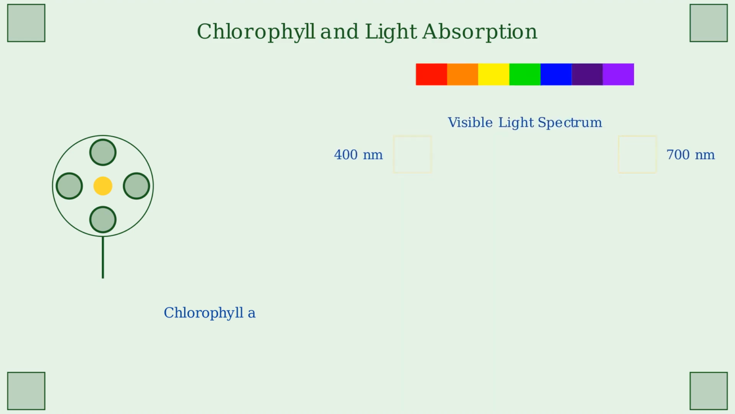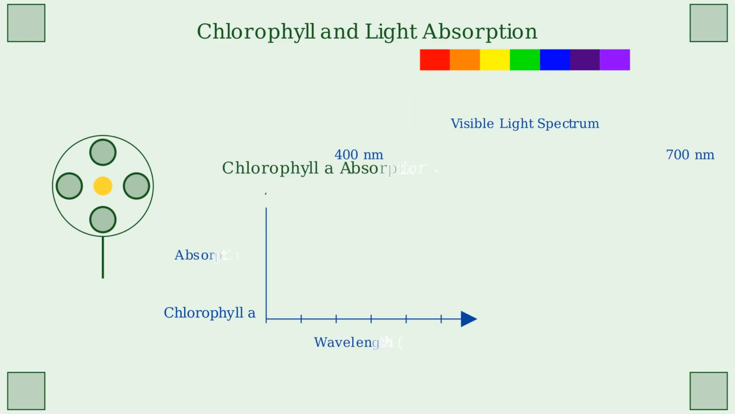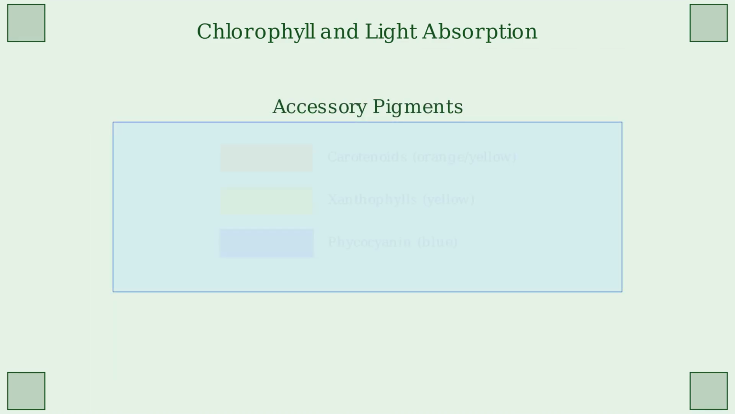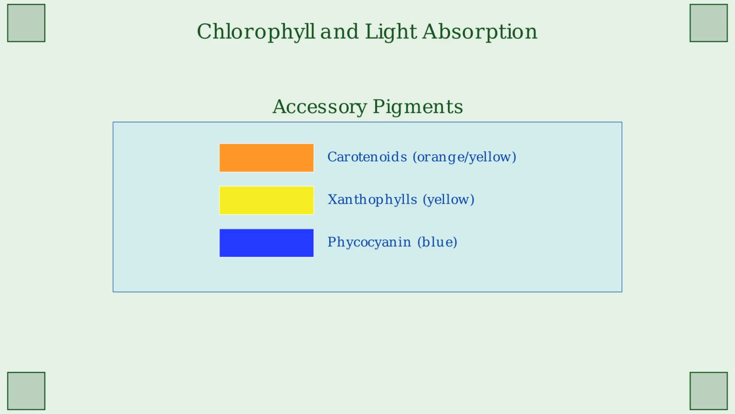The absorption spectrum of chlorophyll shows strong peaks in the blue region around 430 nanometers and in the red region around 662 nanometers. While chlorophyll is the primary pigment, plants also contain various accessory pigments that capture light energy at wavelengths where chlorophyll is less efficient.